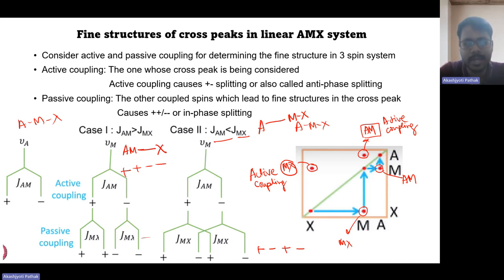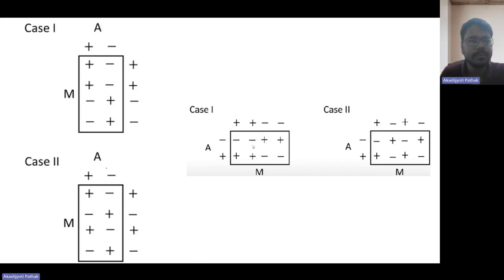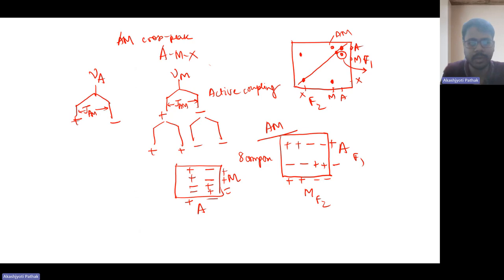This is also explained in the lecture. You can go through the lecture also if you are finding it difficult to understand. So I hope it is clear. The coupling of MX is less than the coupling of AM. That is why this part moves into the peak of this MX coupling. So case one and case two is what I was explaining to you over here.